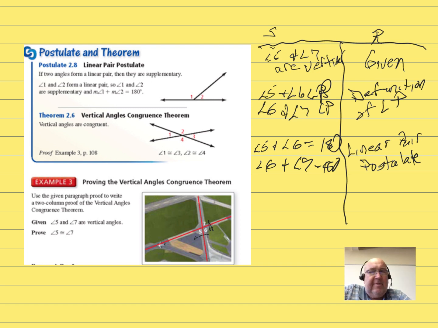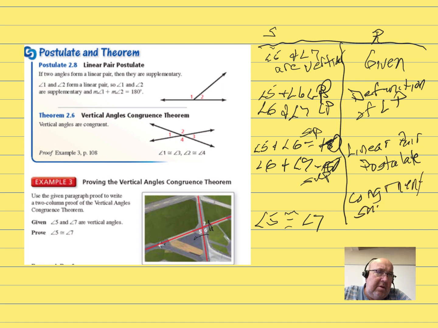From that, we can use, actually, instead of 180 degrees, I want to use that they're supplementary. Finally, we can say that angle 5 is congruent to angle 7 because of the congruent supplements theorem.